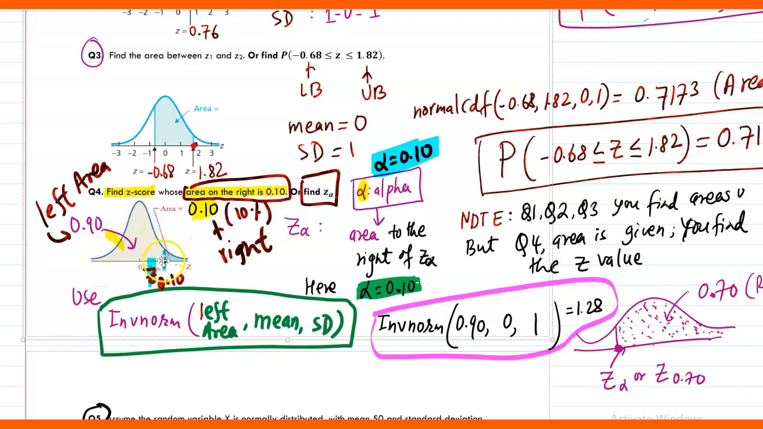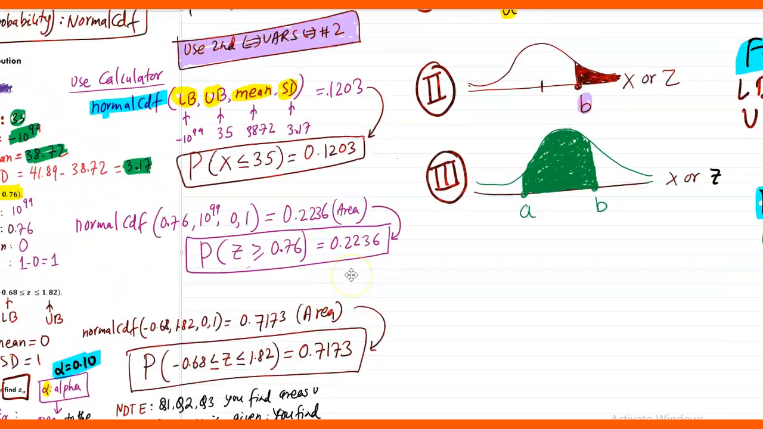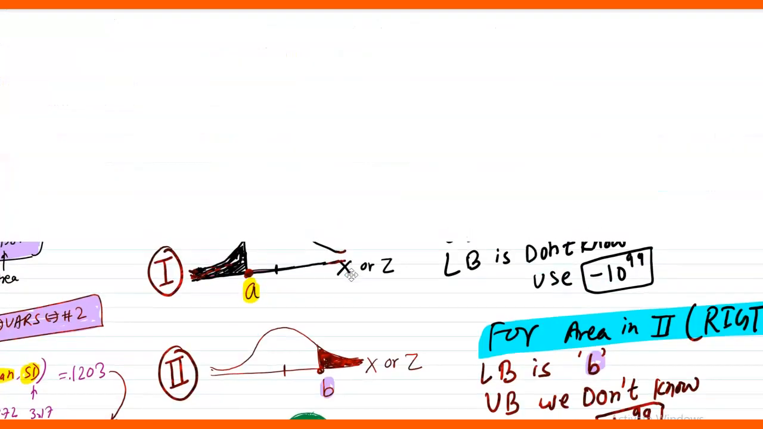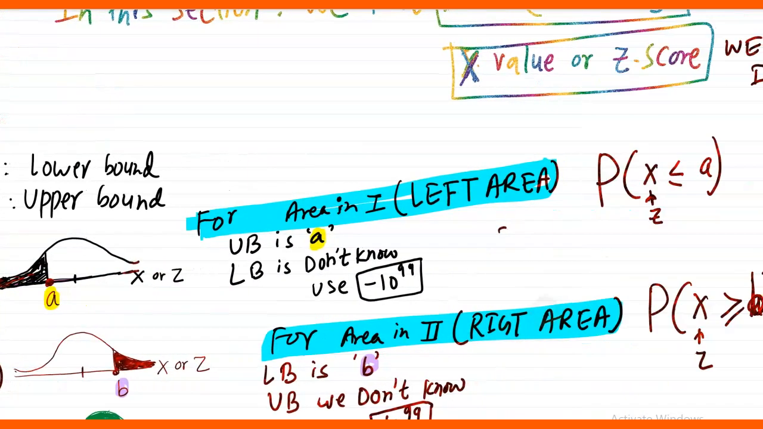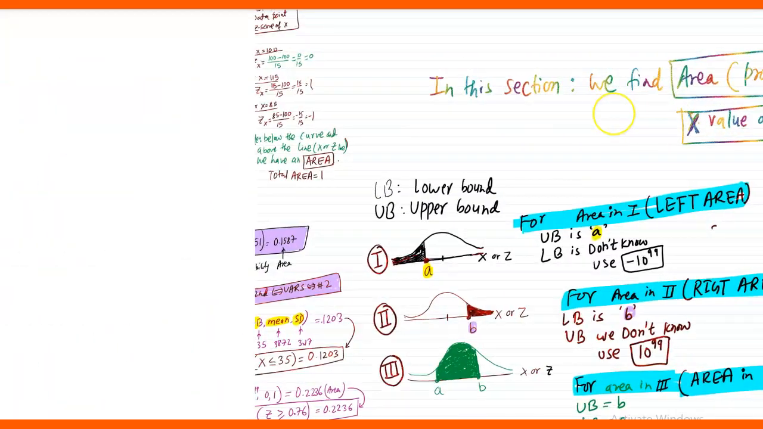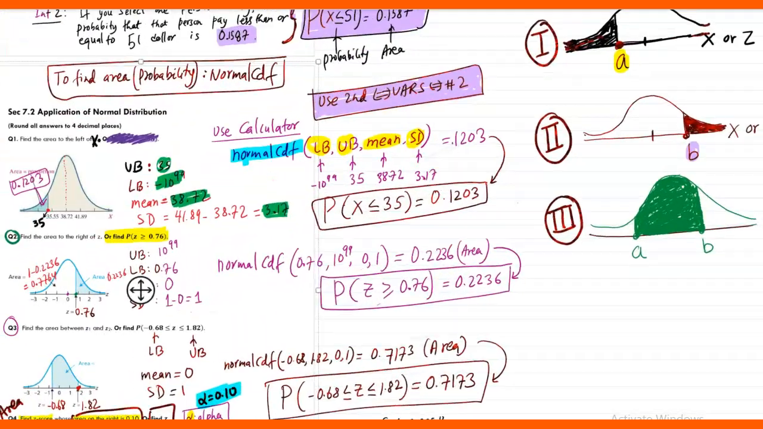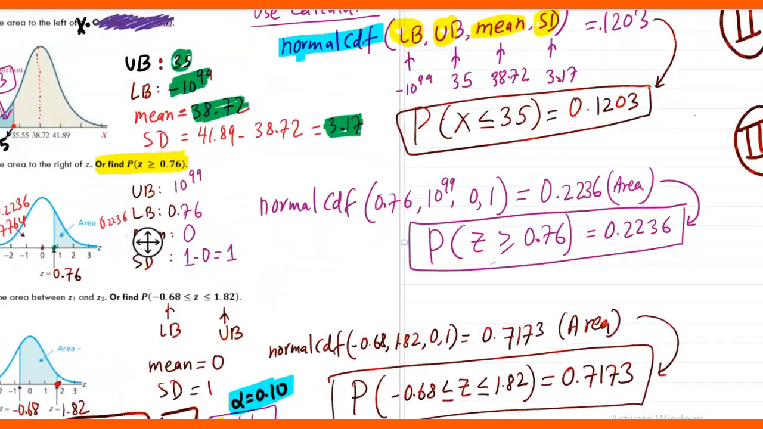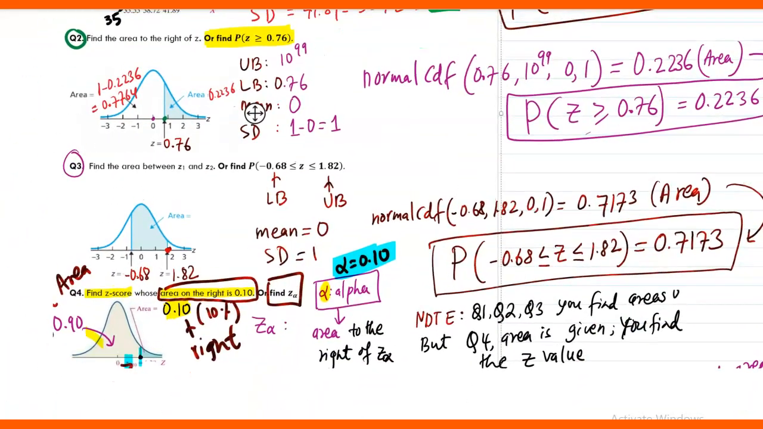Now, to find this point here, you use invNorm. That's what we mentioned before. If you look at the notes at the beginning, I told you to find the x value or z score, here we're looking for the z score, we use invNorm. Therefore, invNorm is the function to find the x or z value.